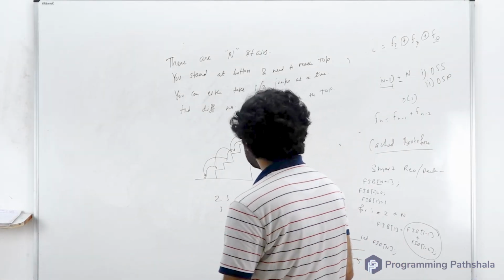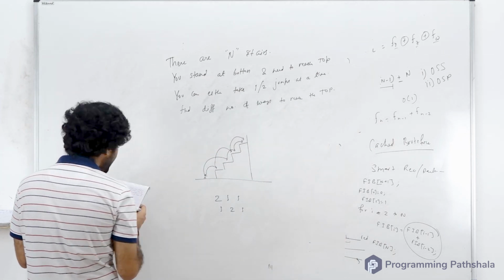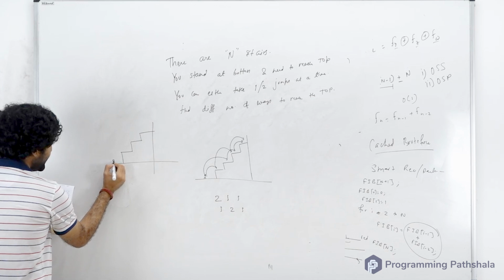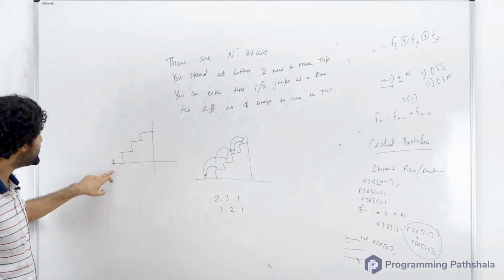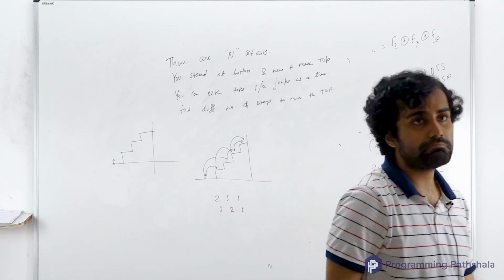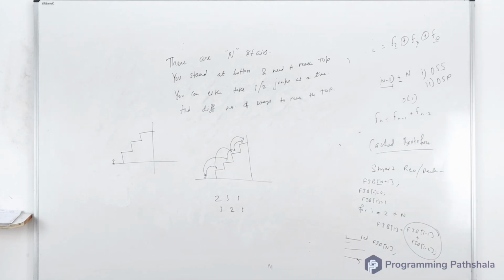So the question is very, very easy: how many different ways are there in which you can reach from bottom to top? Let's say this is the staircase and you are standing here. Can you tell me how many different ways are there in which I can reach from bottom to top, if I can take a 1 unit hop or a 2 unit hop at a time? 3 of them are there, right?